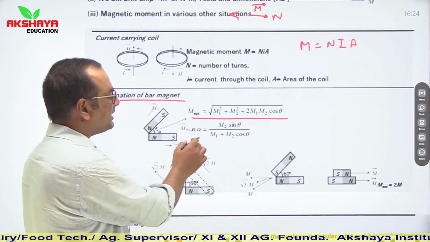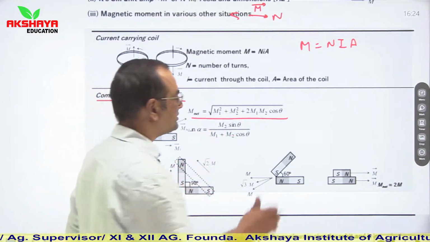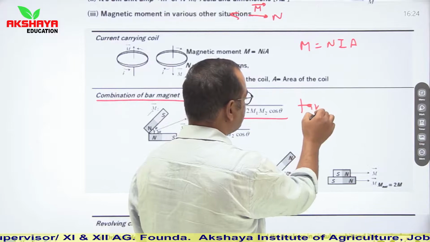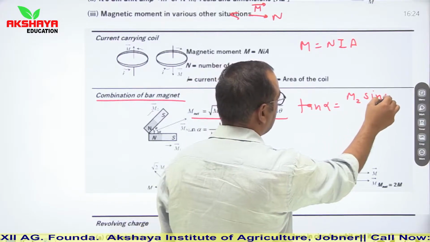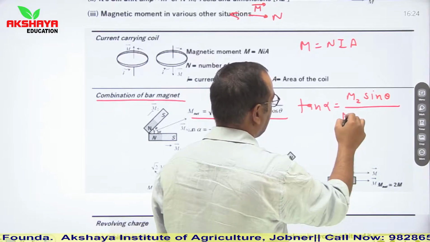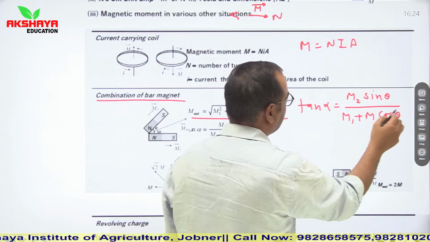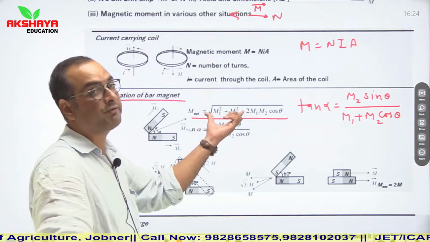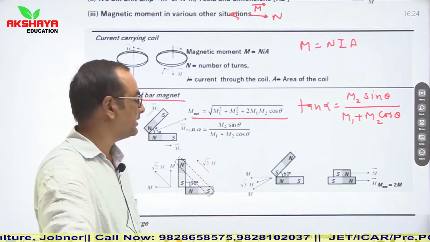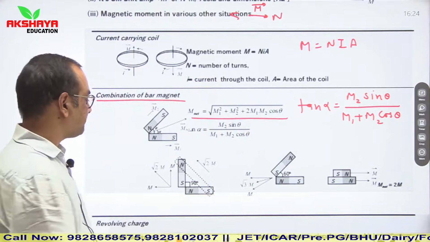Similarly, you can give its direction also by using this relation: tan alpha is equal to M2 sin theta upon M1 plus M2 cos theta. This is the direction of the resultant magnetic moment, and the earlier relation is used to find the magnitude of the resultant magnetic moment. Now we are given these three different situations here.